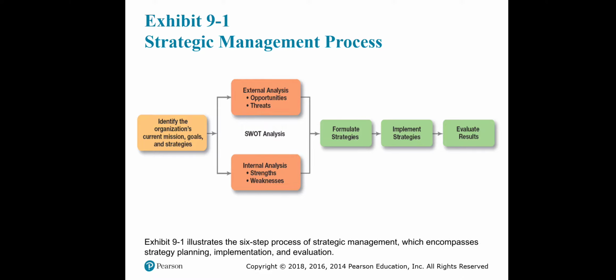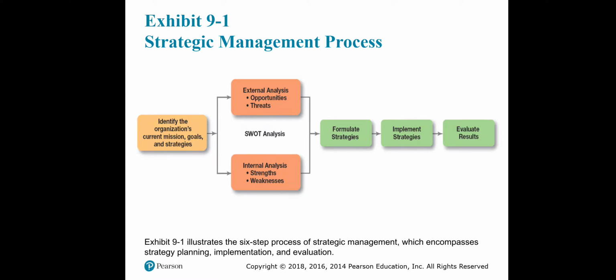Although the first 4 steps describe the planning that must take place, implementation and evaluation are just as important. Even the best strategies can fail if management doesn't implement or evaluate them properly. So here you have the strategic management process. Exhibit 9.1 illustrates the 6-step process, which encompasses strategy, planning, implementation, and evaluation.